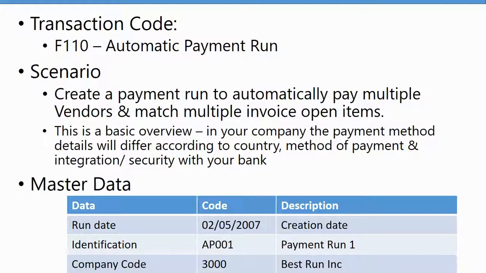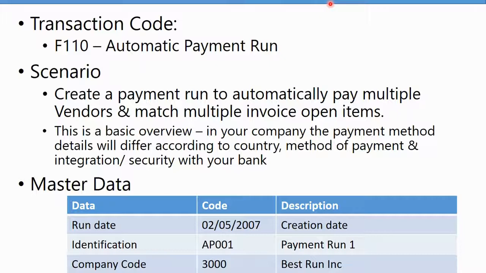In this lesson, you will learn how to process an automatic payment run in SAP. This is transaction code F110. This is quite a complex transaction that can perform multiple functions, so we're going to take you through step by step. In this first step, we're going to create the payment run and the proposal, and then actually do the payment as a separate lesson.